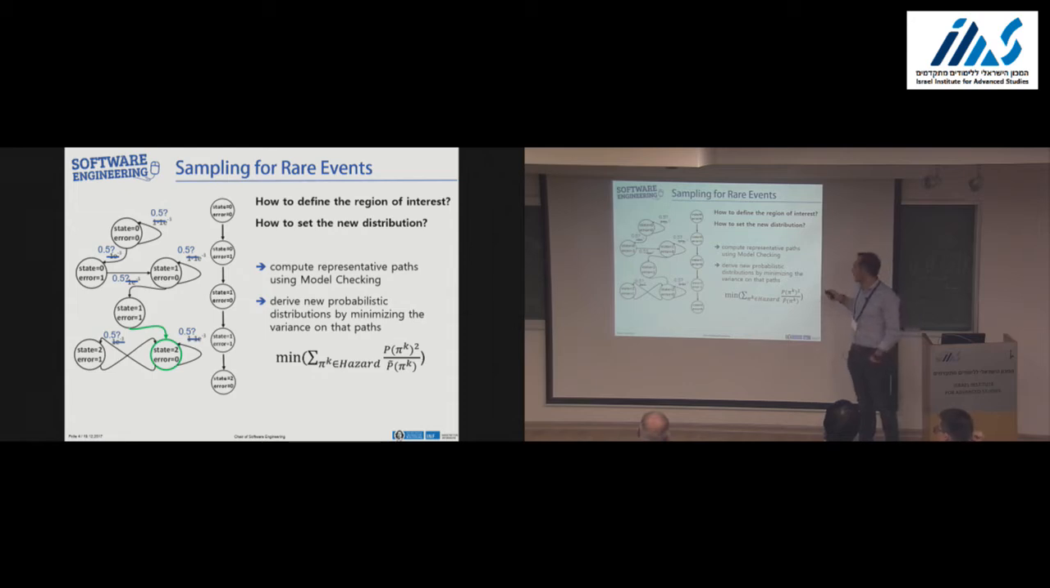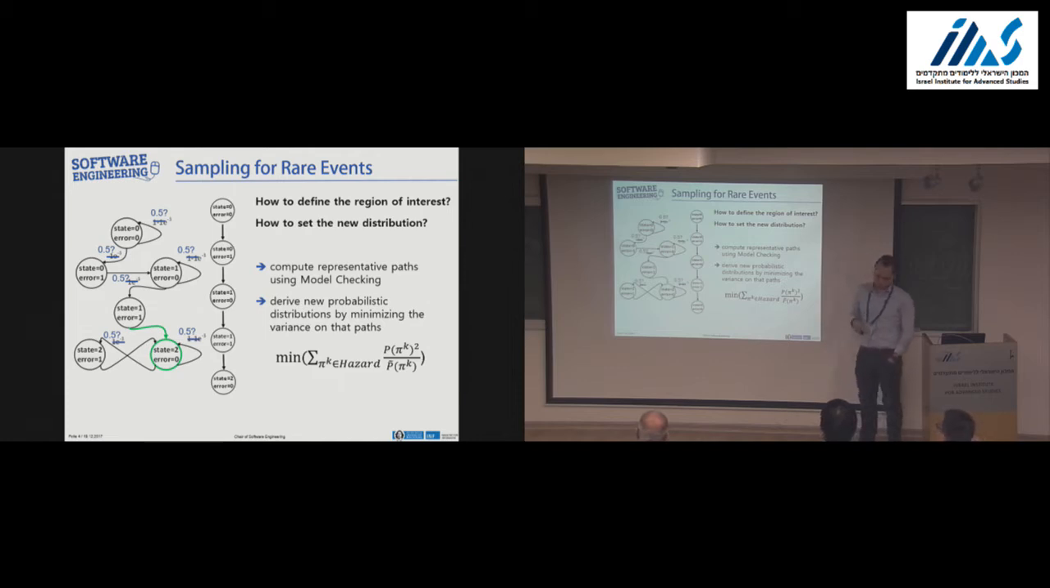And then we said, okay, let's just compute this path by using model checking, and when we have this hazard path, then we can say, okay, we don't want to compute the distribution for the whole system, but just make it fit the hazard paths. Therefore, this is the formula we came up with. This is the variance formula for the sampling distribution. Then we said, okay, let's minimize the variance of the sampling distribution.